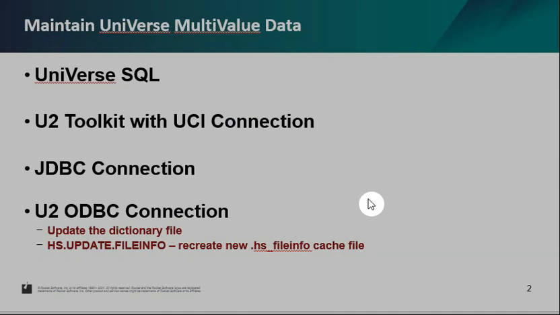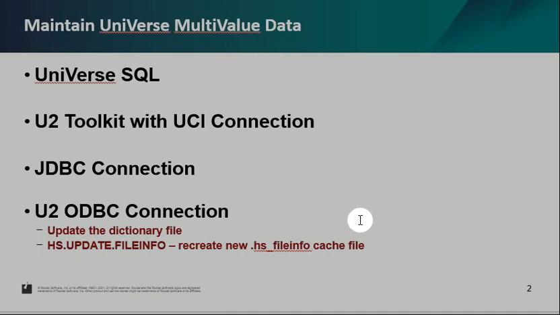There are several different ways to update the multi-value field. One is to run from UniVerse SQL, or use the UniVerse Toolkit UCI connection, or a JDBC or ODBC client. But for the ODBC client, it's a little bit different. You need to update the dictionary file to see multi-value data. By default, it's not there.